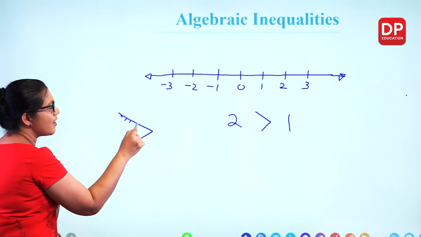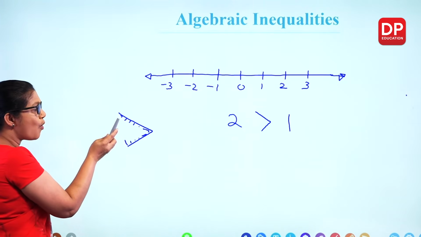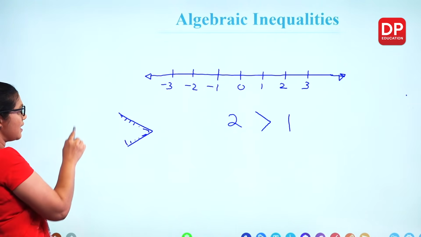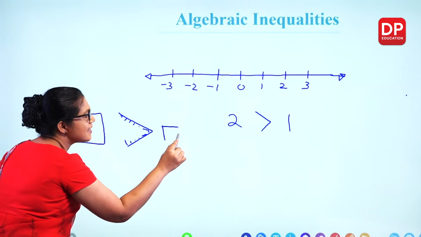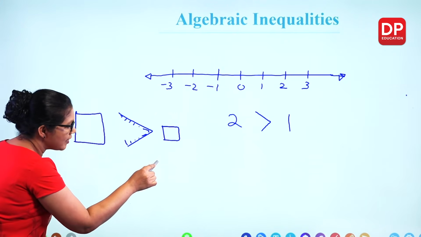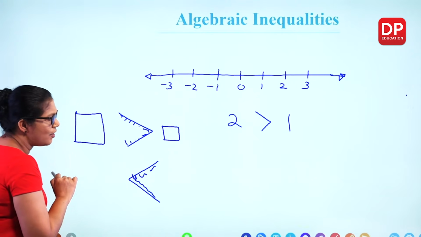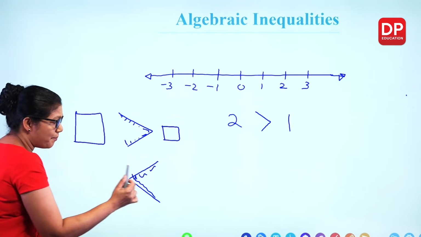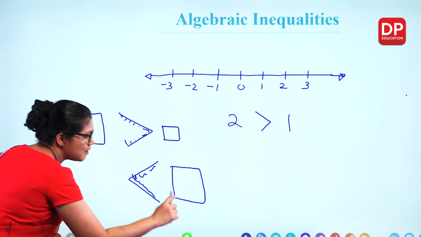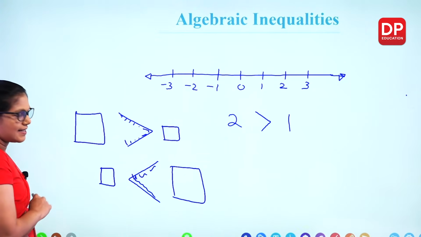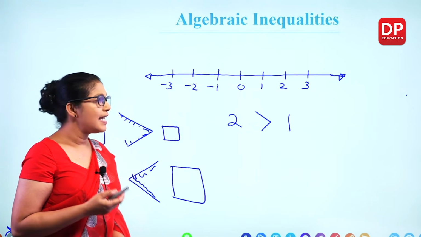So when you take a crocodile mouth like this, we can say the open side of the mouth is normally greater than the other side. So if the crocodile mouth is this way, which side is bigger? Open side of the mouth. So this side is bigger than this side. So we can use this symbol to represent inequality.